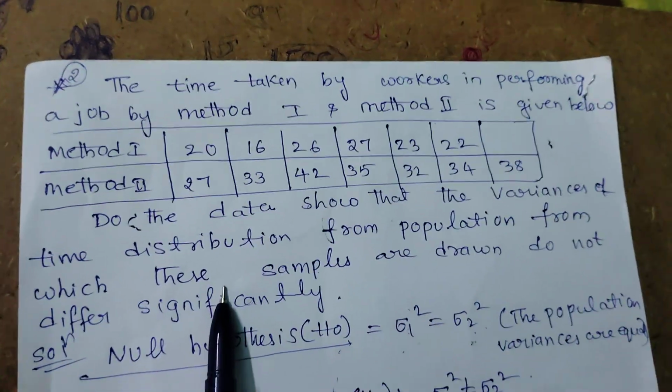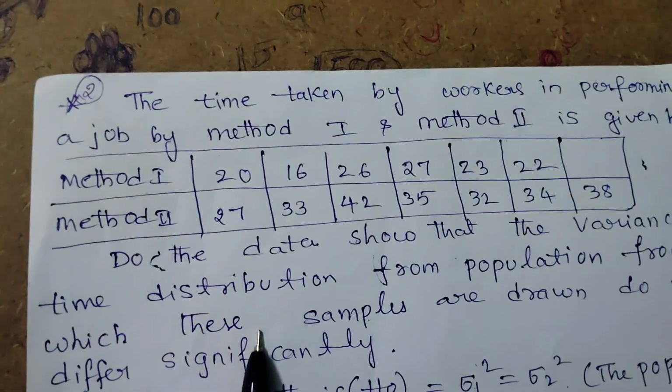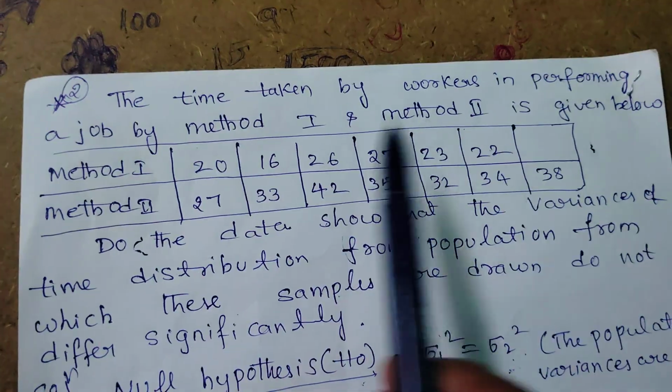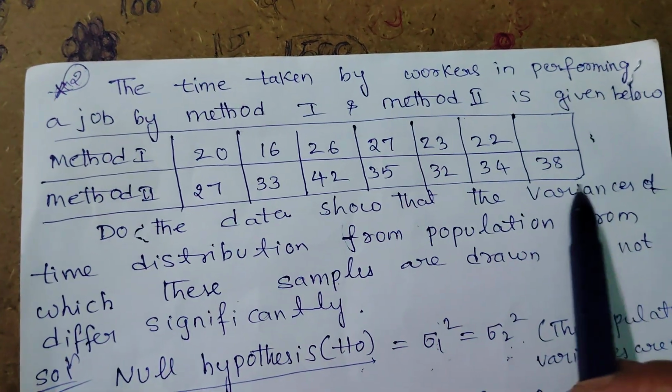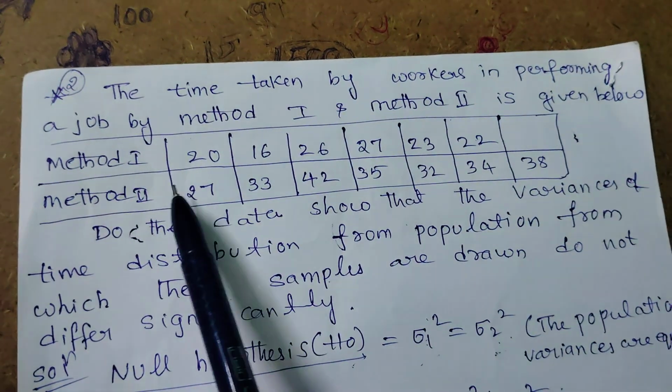Hello students, today I am explaining an important question in Unit 5. Here our question is: the time taken by workers in performing a job by method 1 and method 2 is given below. So this is the information for method 1 and method 2.